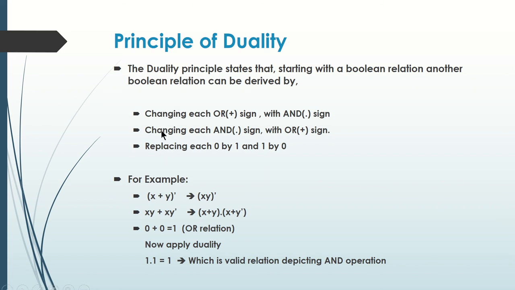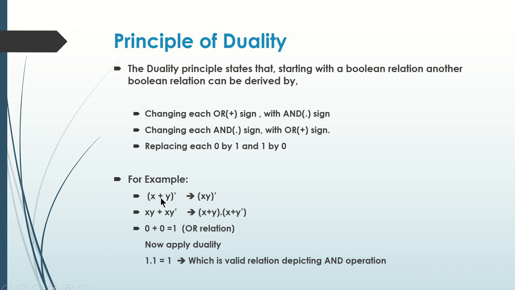What are the steps? Changing each OR operation to the AND sign, changing each AND sign to the OR sign, and replacing each 0 by 1 and 1 by 0. When you apply all these operations, you will get an equivalent expression. That is, from one expression you will be able to get another valid expression by applying all the 3 rules.